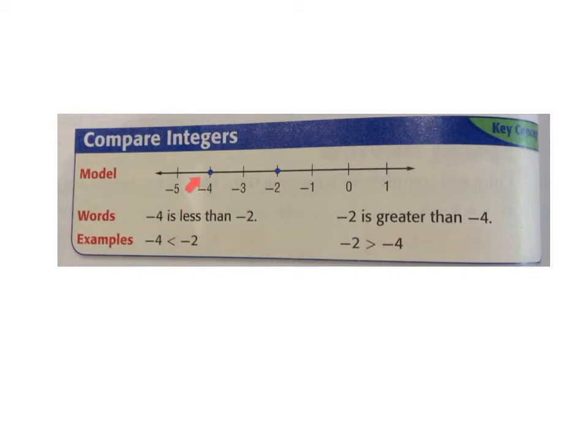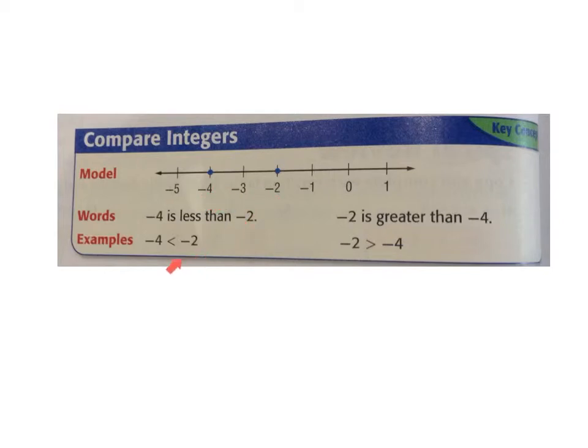And so here we see dots on -4 and -2. And so by looking at this number line, we can see that -4 is smaller, or it's less than -2, because it's to the left of -2. And if you think of that in terms of temperature, -4 degrees is colder or less than -2 degrees.